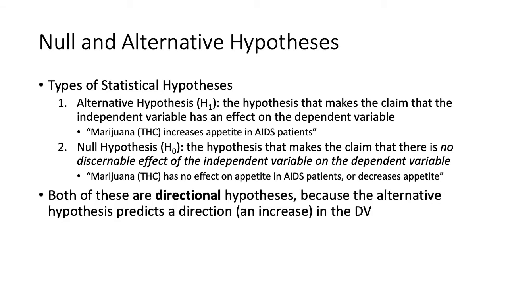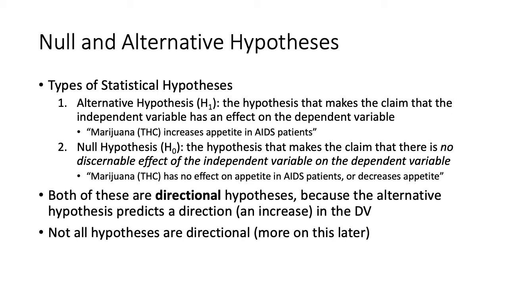Now, these two hypotheses are what we call directional hypotheses because they actually make a statement about the direction of the effect. So the alternative hypothesis says that marijuana should increase appetite. It doesn't just say that it should affect appetite, it says it should increase. Later on, we're going to introduce what we call non-directional hypotheses, but we're going to stay with directional because they're the simplest and continue to motivate.